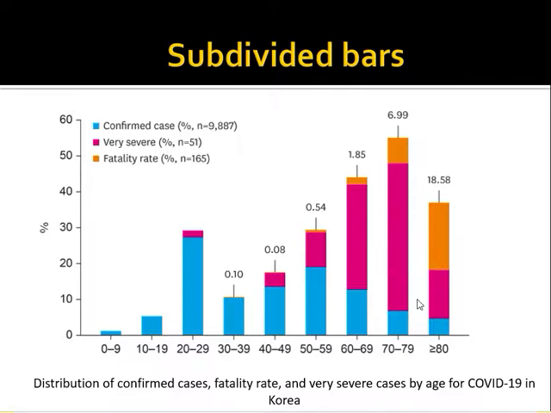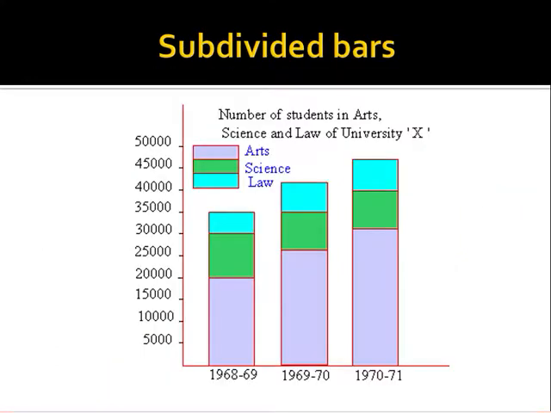So, here you can see that the fatality or mortality is more in people of age above 80 compared to people in the age group 70 to 79, which is still lesser compared to the people in age group 60 to 69. So, this is called a subdivided bar diagram. Next is this, again a subdivided bar diagram, where you can see the number of students who have opted for different courses in a university in different time periods.